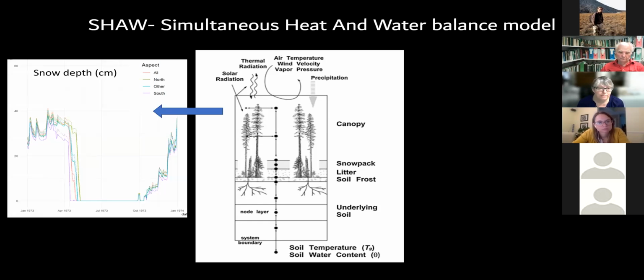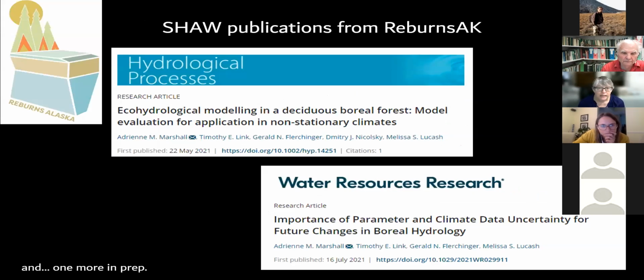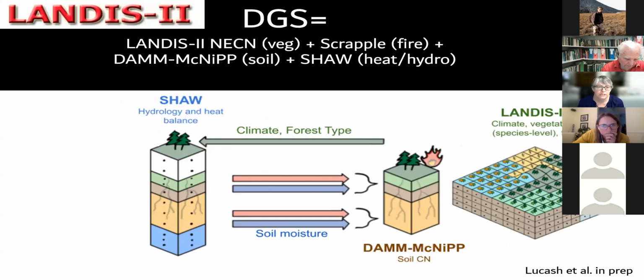And Shaw is able to measure snow depth, so we can compare snowpack measurements. It also does heat and water and captures differences in aspect, so you can look at how aspect affects snow depth and compare that to empirical data. And then it estimates a whole suite of parameters like evapotranspiration and runoff, snowmelt, transpiration. And this work as part of our project has already been published by Adrian Marshall, who's now a professor at Colorado School of Mines, and has still one paper that's upcoming on the ecohydrology side in Alaska on our project.